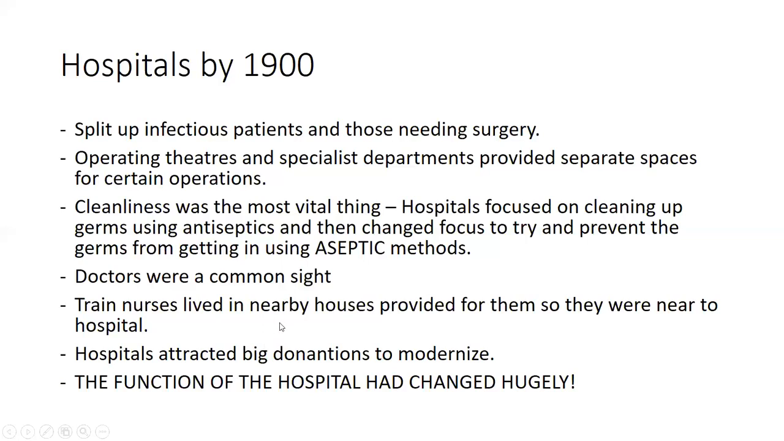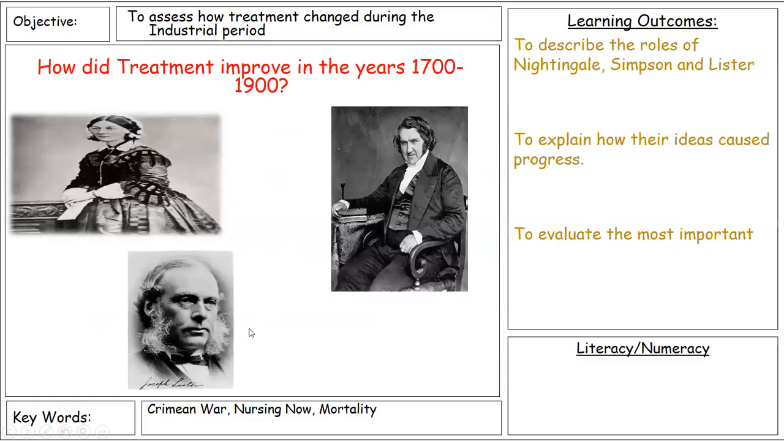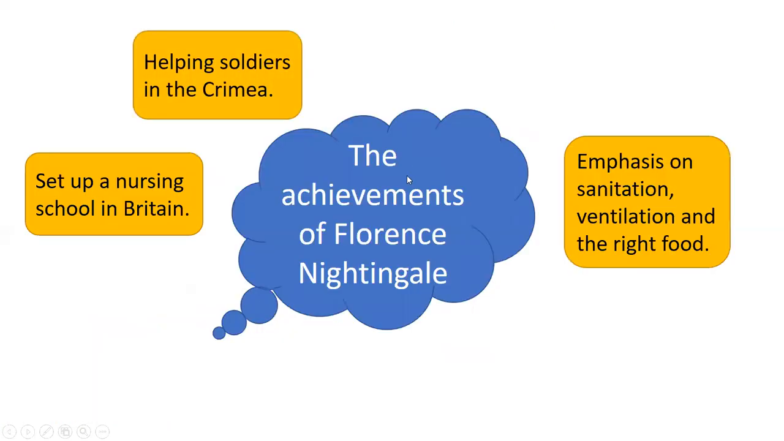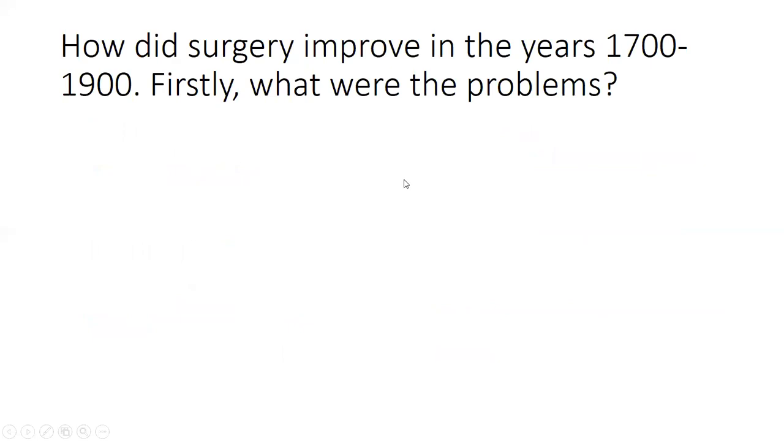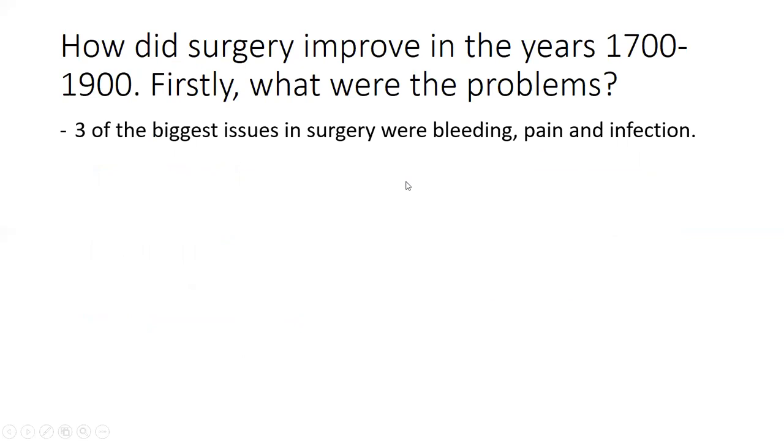So going back, the next problem we have is in surgery. Nightingale dealt with the hospitals. Simpson and Lister deal with surgery. So what problems do we actually have in surgery? Three of the biggest issues were bleeding, pain, and infection. Okay, any problem that you would face.